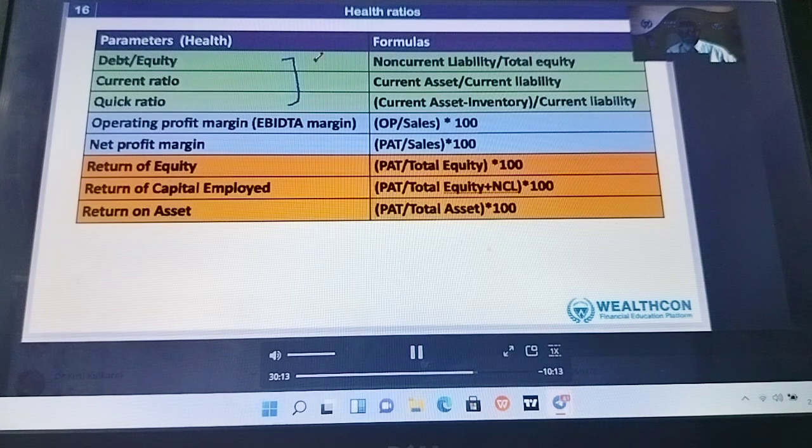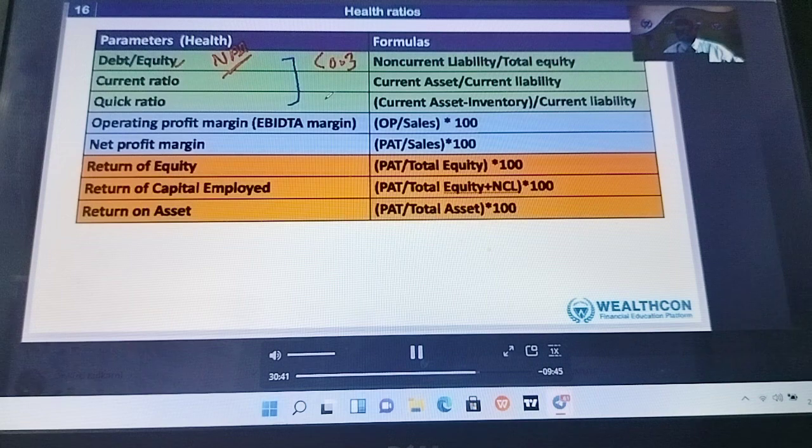We usually say the debt equity ratio should be less than 0.3, but now this is very industry specific. For a bank this is not applicable because the bank's business is taking debt only. So where you take the non-performing asset, your non-performing asset should be minimal, maybe less than 2, sometimes less than 1. Industry specific, but you know that the debt equity ratio should be low.